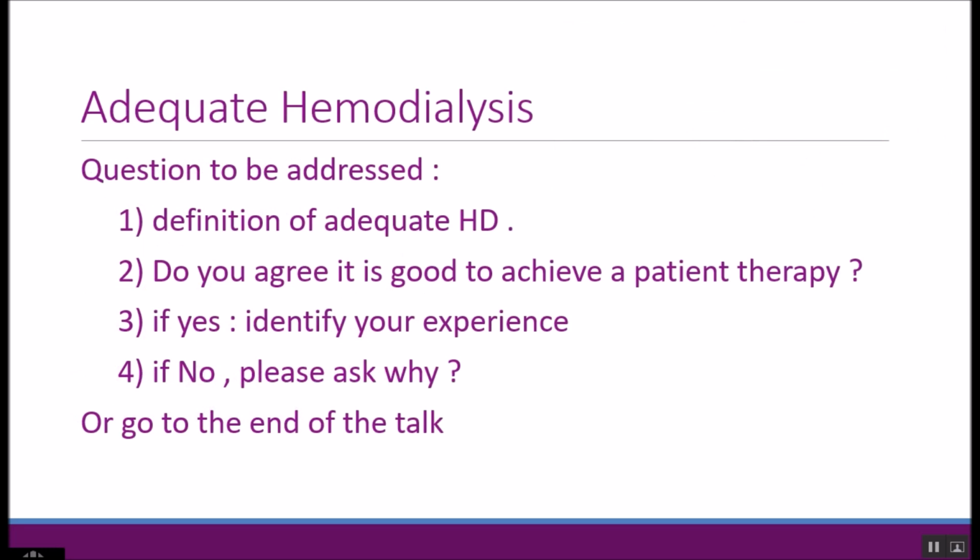So before going to the talk, we have to define what is adequate hemodialysis. The question to be addressed, you should ask yourself: what is the definition of adequate hemodialysis? And do you agree it is good to achieve a patient therapy or not? And if you believe in that, identify your experience. And if you don't believe in that, please ask yourself why the current adequate hemodialysis parameters are still on the guidelines.